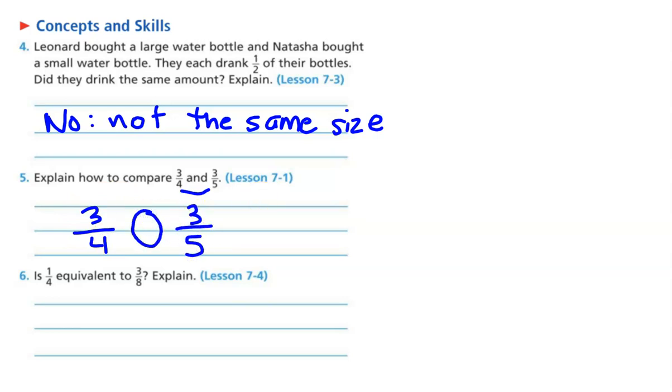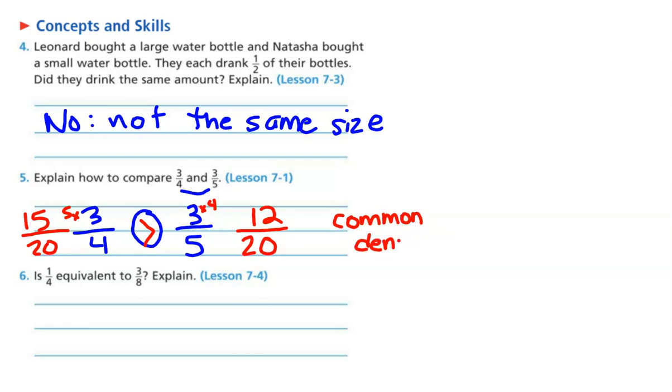And the way we could do that is multiply 4 and 5, which gives us 20. So 5 to 20 would be times 4, which would make this 12 20ths. And then 4 to 20 would be times 5, which would make this 15 20ths. And that means that 15 20ths is going to be larger than 12 20ths. Okay? So hopefully if you wrote an answer of some kind, you could tell me that you came up with a common denominator.